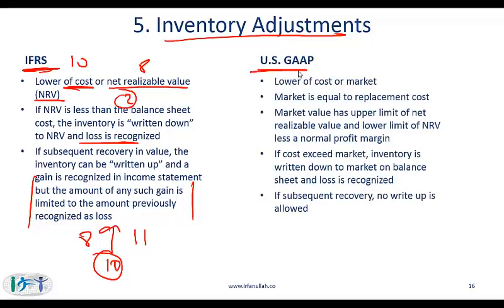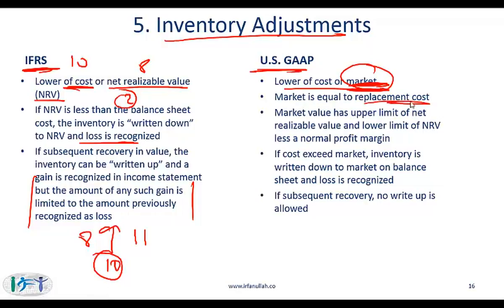What about US GAAP? US GAAP says lower of cost or market. Now there is a subtle difference between market price and net realizable value. Net realizable value takes a selling perspective, saying that if you sell and then you subtract the selling costs, the number you end up with is the net realizable value. Market cost or market price means that if you go to the market and try to buy this again, how much will you buy it for? In many cases, those two numbers might be quite similar.